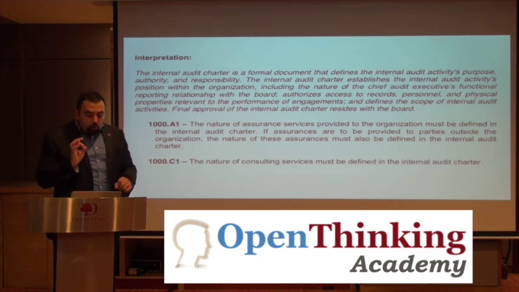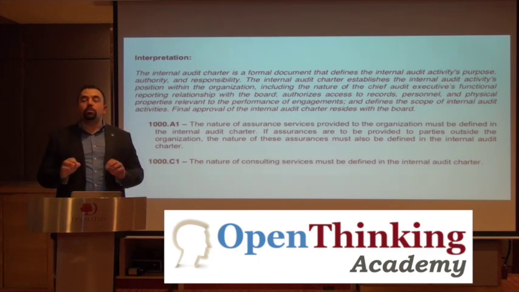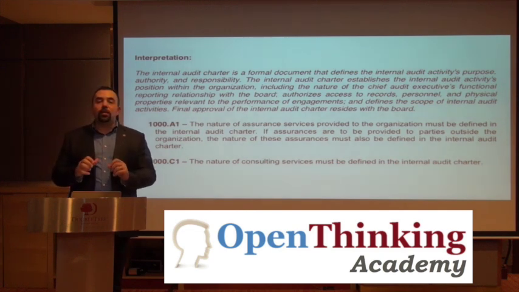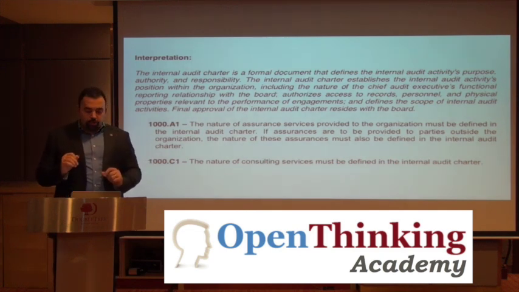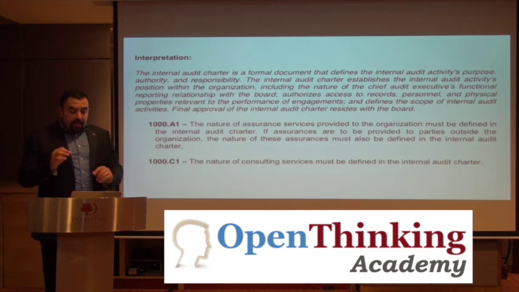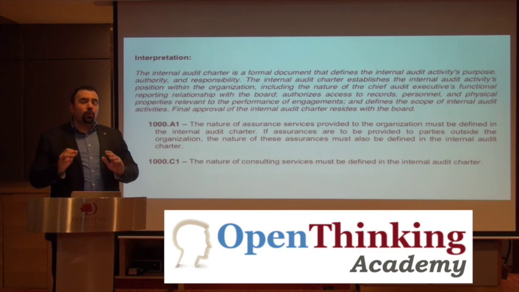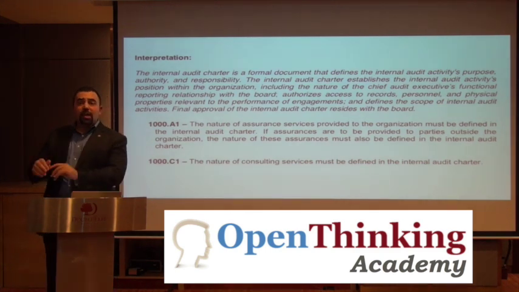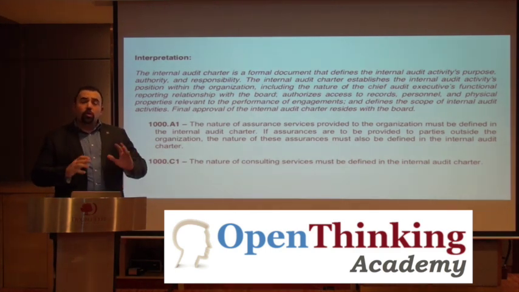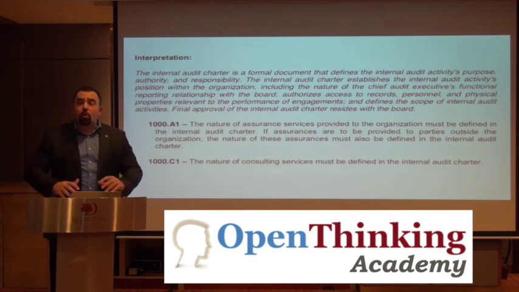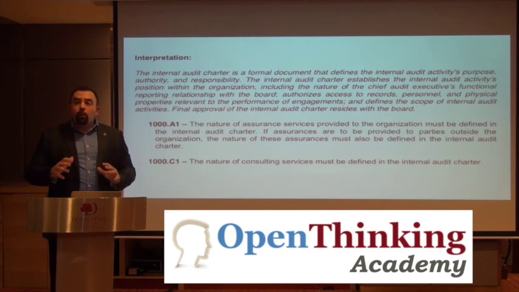They say the final approval of the internal audit charter resides with the board. So of course, the board is responsible for approving the internal audit charter. Now, they say number 1000.A1, the nature of assurance services provided to the organization must be defined in the internal audit charter. What kind of assurance? Can you provide assurance over IT? Can you provide assurance over different divisions inside the organization, over ERM processes, over any internal control, over any division, over international branches? This needs to be defined in the charter.